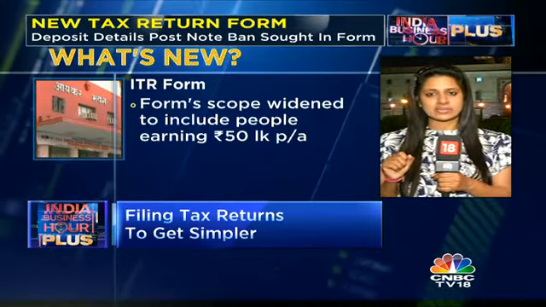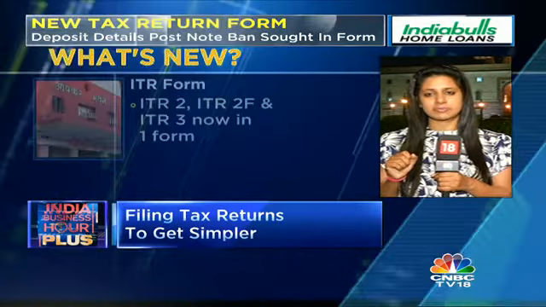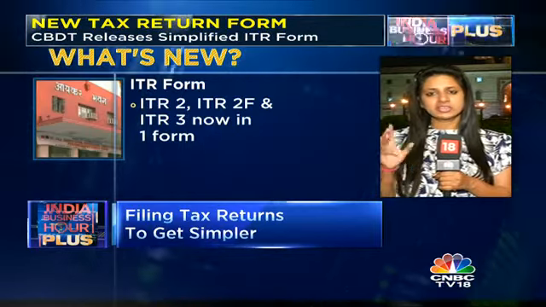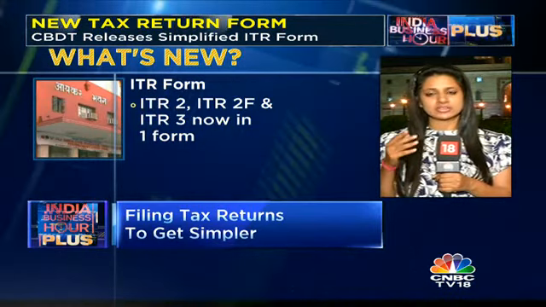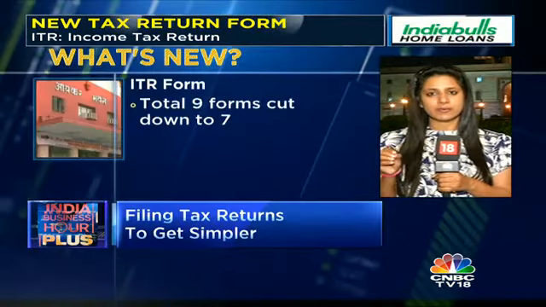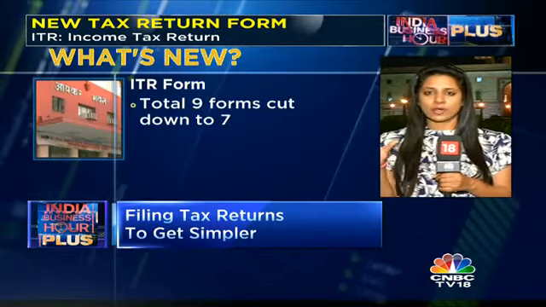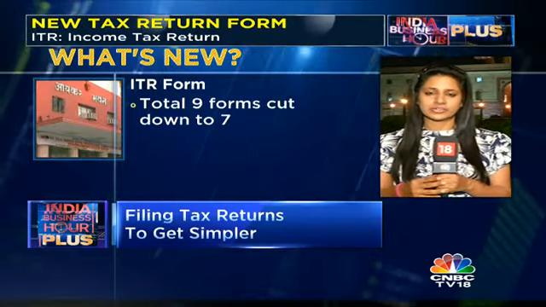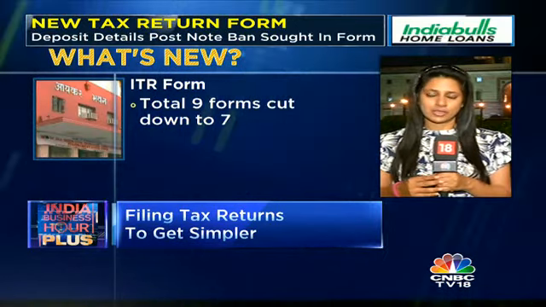Also, another set of forms which have been simplified are for the business income. There were three separate forms, ITR 2, ITR 2F and ITR 3. Now, these three forms have also been compressed into one form, ITR 2. All in all, 9 forms cut down to 7, and there are further efforts going on to cut down these forms. We'll keep you posted on it.